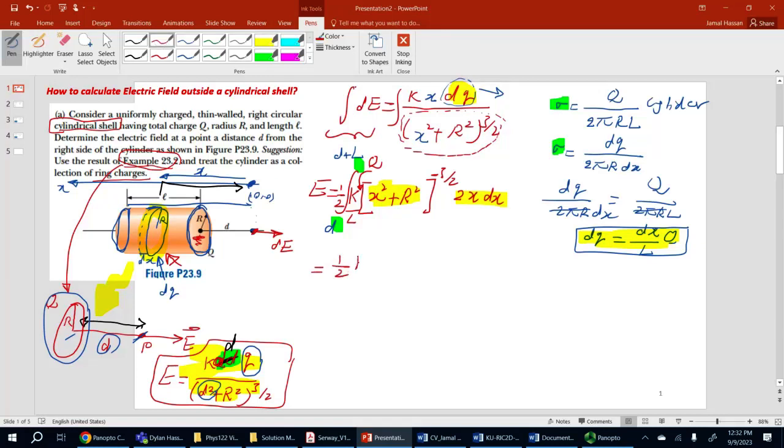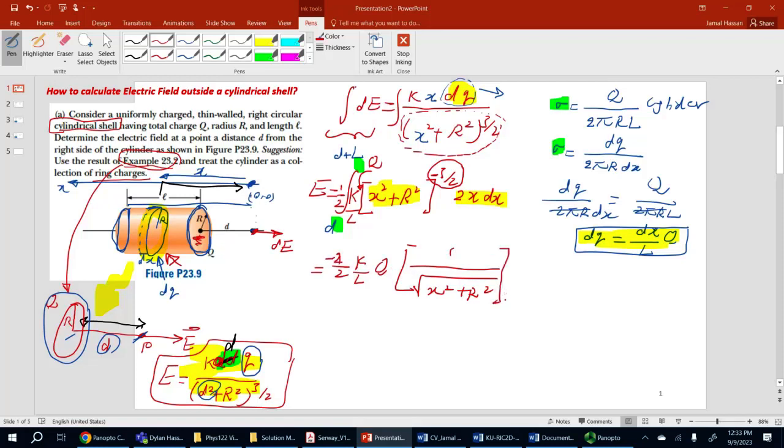I'm going to move the constant k outside, L outside, q outside, and the integral simply is equal to, we have a bracket with two terms and we have the exponent n, so it's going to be n plus 1 divided by n plus 1, right? But minus 3 divided by 2 plus 1 is equal to minus half. So I'm going to bring this term down, so it's going to be x squared plus r squared to the minus half. And then remember, we have to divide by n plus 1, which is minus half. When you divide by it, it's going to be minus 2.